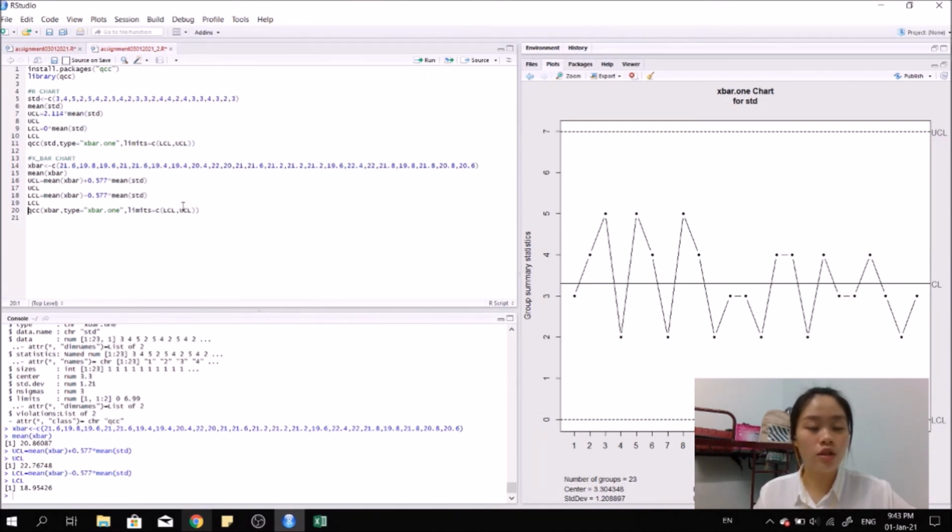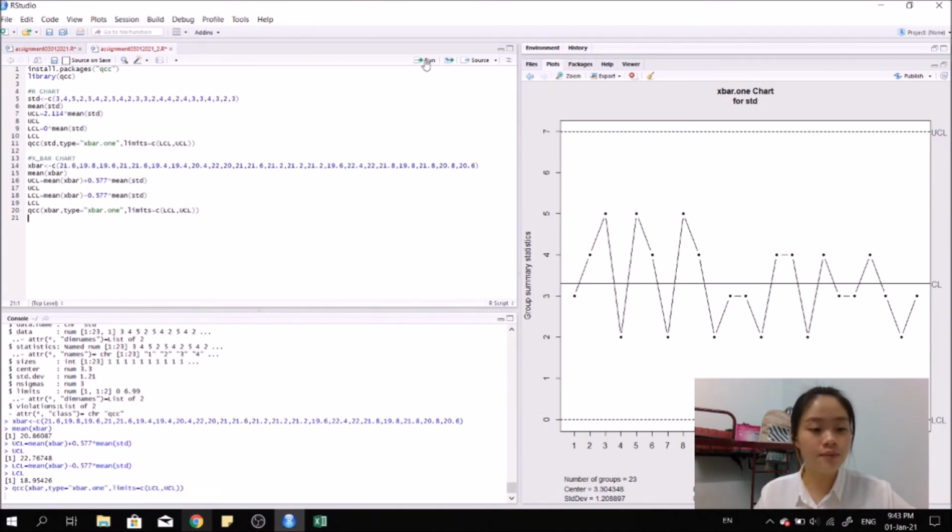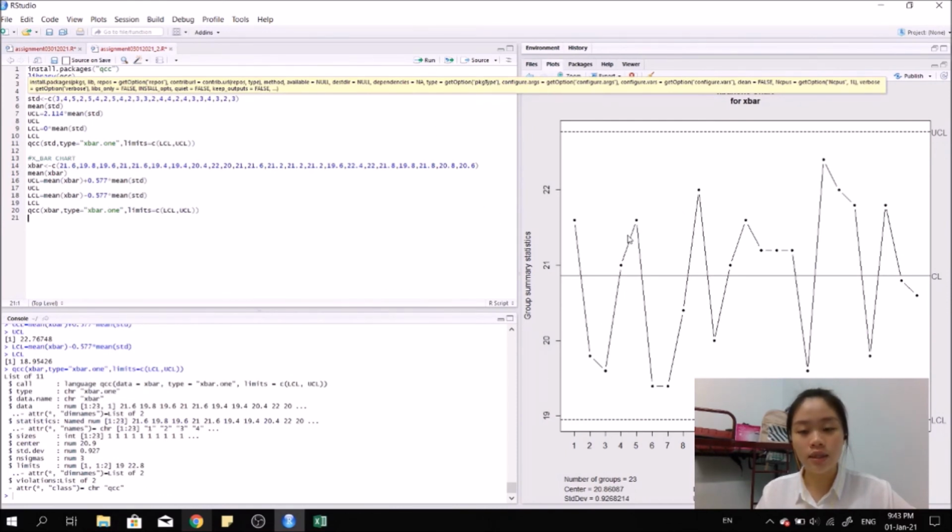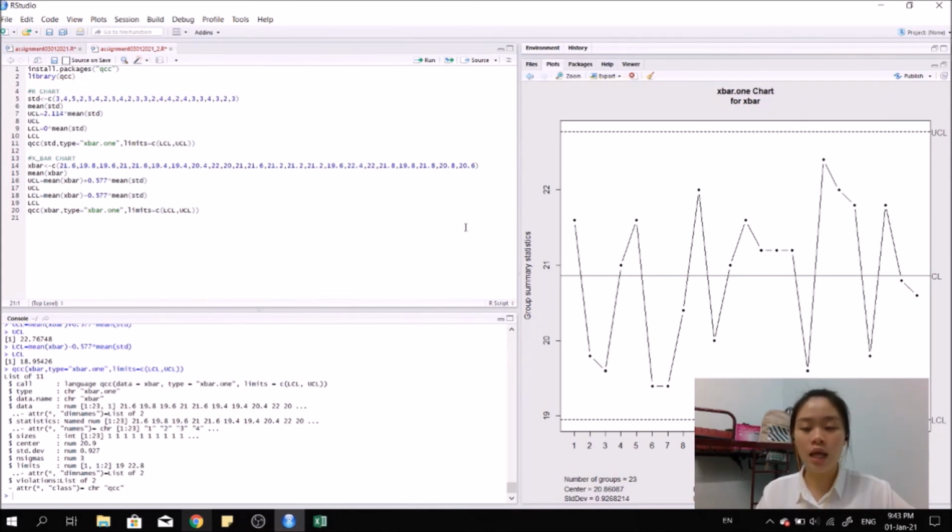Now we plot our X bar chart here. This is the final X bar chart that is in control because it is between the upper control limit and lower control limit. So this is how to plot an R chart and X bar chart in R programming. Thank you very much.